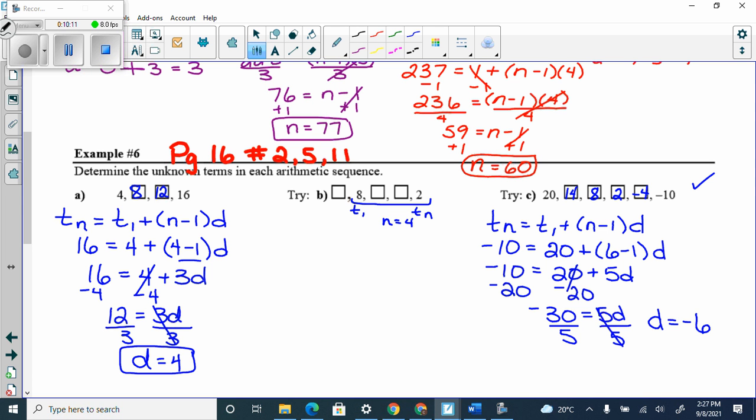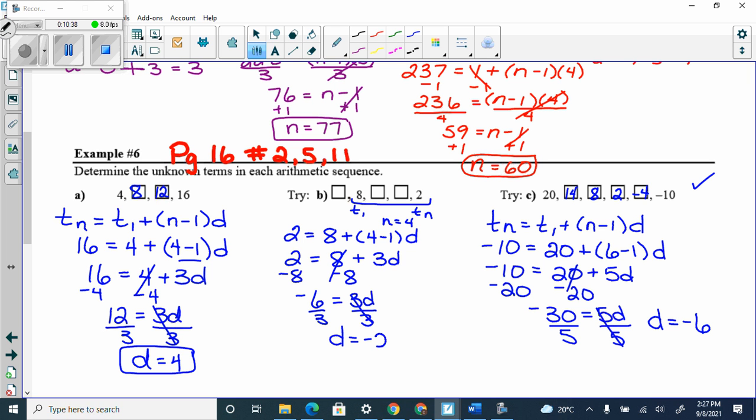Make sense? Okay. So we're going to go 2 equals T1, which is 8, plus (4 minus 1)D. 2 equals 8 plus 3D. Subtract 8. Negative 6 equals 3D. Divide by 3. D equals negative 2. Does negative 2 make sense? I'm going from 8 to 2. I'm getting smaller, so that makes sense.